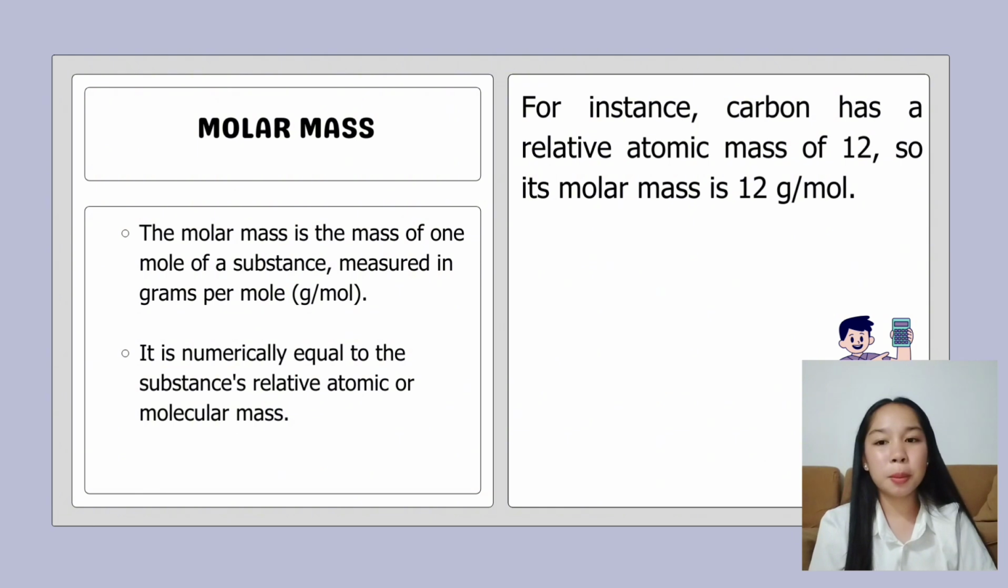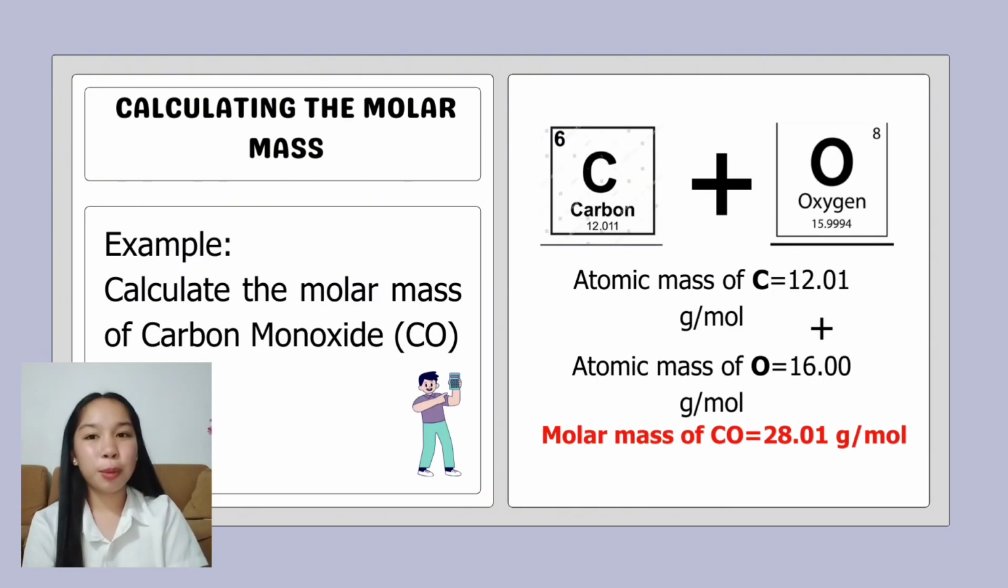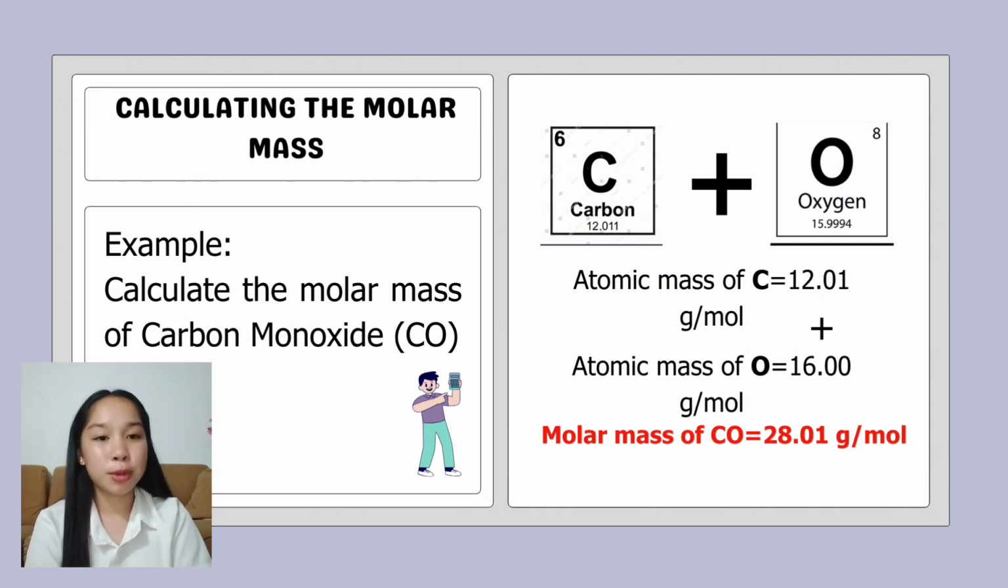So, molar mass is the mass of 1 mole of a substance. It is measured in grams per mole. The molar mass is the same as the atomic mass but expressed in grams. To find the molar mass of carbon monoxide, we add the atomic mass of carbon, which is 12.01 grams per mole, and oxygen, which is 16 grams per mole. So, the molar mass of carbon monoxide is 28.0 grams per mole.